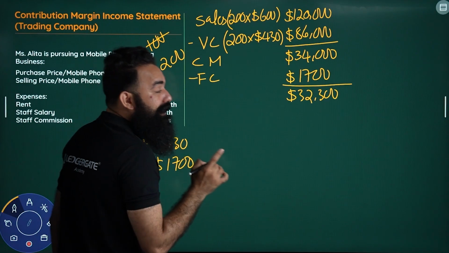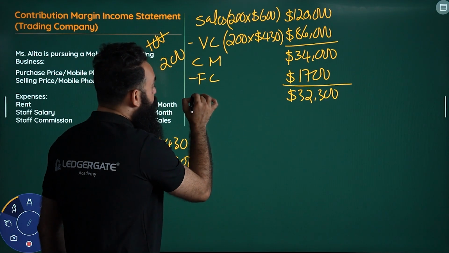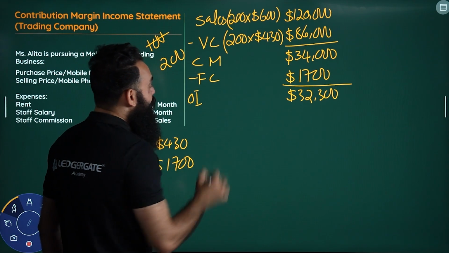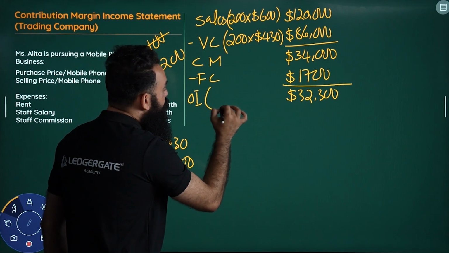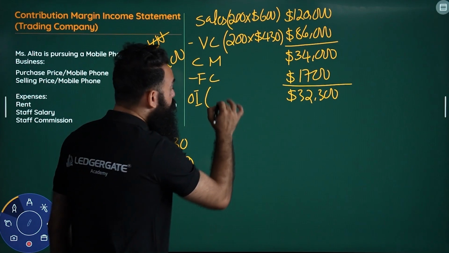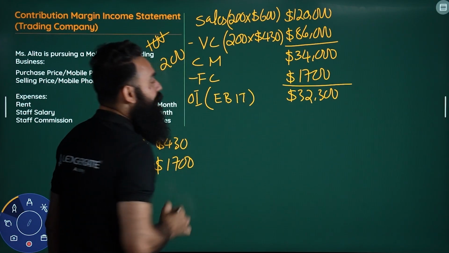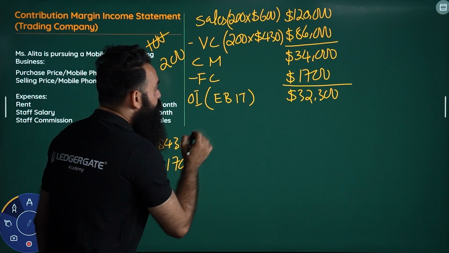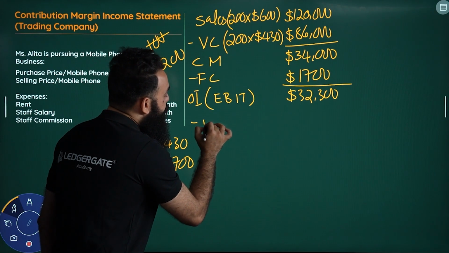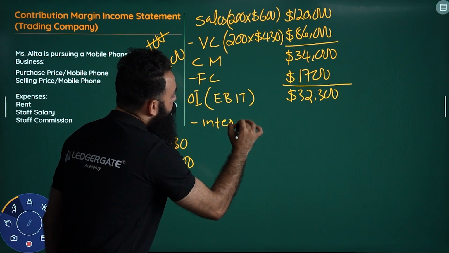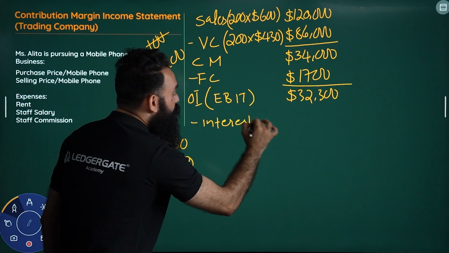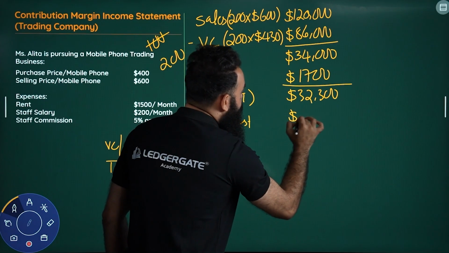We know what to call this: earnings before interest and tax, otherwise operating income. I am writing in short. Operating income, otherwise operating profit, otherwise we can call it earnings before interest and tax. From this amount, first of all, we have to deduct interest. Here we are ignoring the interest cost, so it is 0.